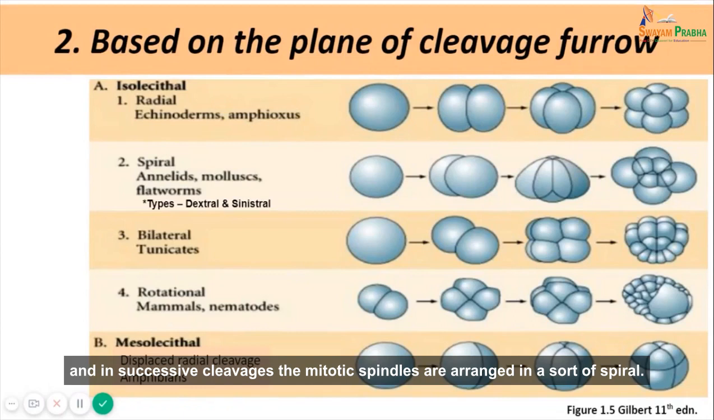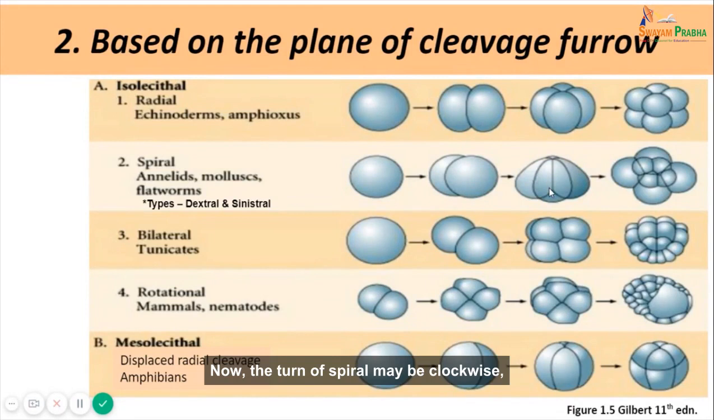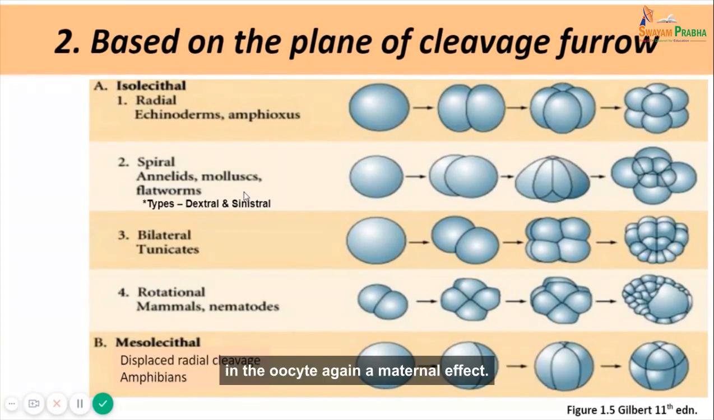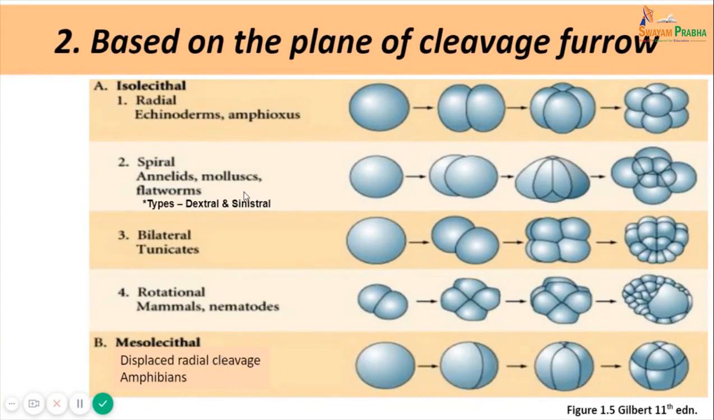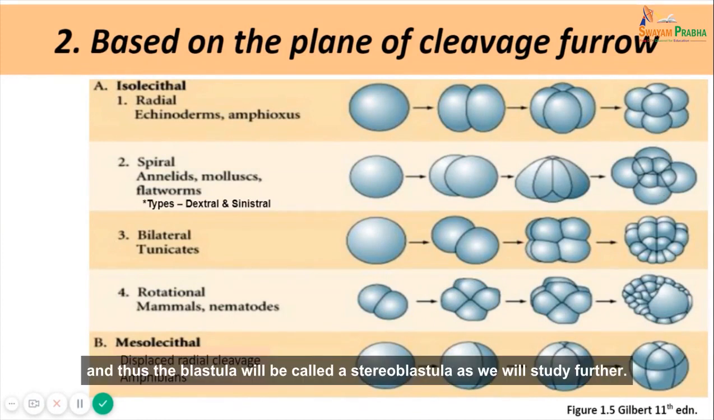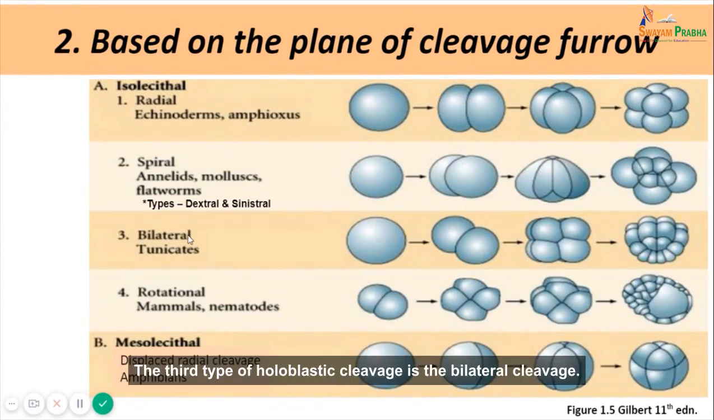And in successive cleavages, the mitotic spindles are arranged in a sort of spiral. Now, the turn of spiral may be clockwise, that is right-handed, or dextral, or anti-clockwise, or left-handed, or sinistral. And this turn is controlled by cytoplasmic factors in the oocyte, again a maternal effect. The blastomeres are so closely adhered to each other during this spiral cleavage that there is very small or no blastocoel formed between them. And thus, the blastula will be called a stereoblastula, as we will study further.